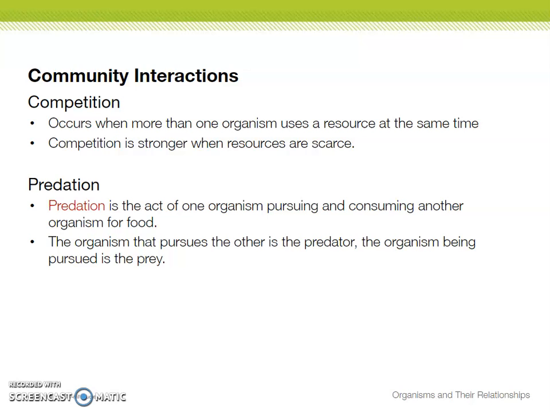Community interactions. Competition. Competition occurs when more than one organism uses a resource at the same time. So this could be competition over water, or competition over area to build a nest. Competition is stronger when resources are scarce. So when there's not a lot of water, organisms are going to fight over that water a lot more.